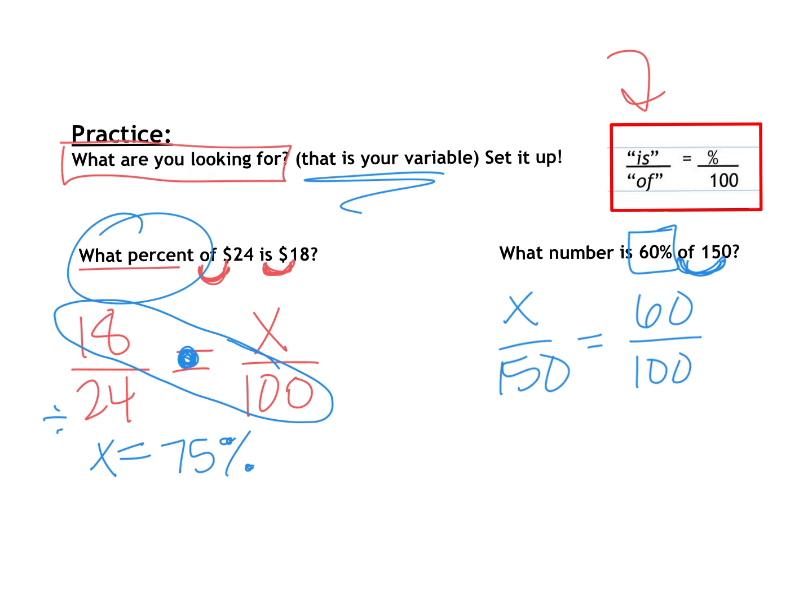Okay, then we solve the proportion. So we do 150 times 60, divided by 100, and we get x equals 90. And then we ask ourselves, does that make sense? Does it make sense that 60% of 150 is 90? Yeah, that makes sense.